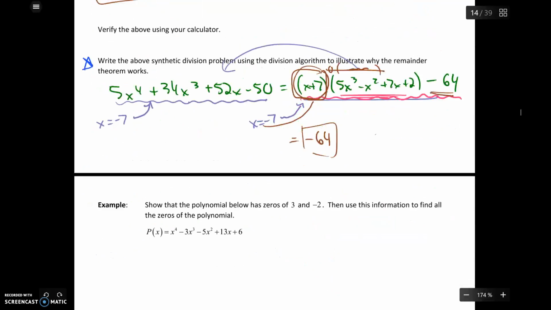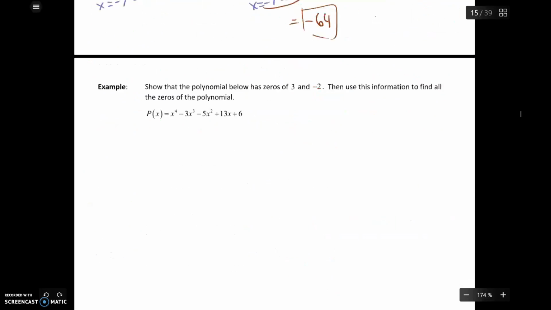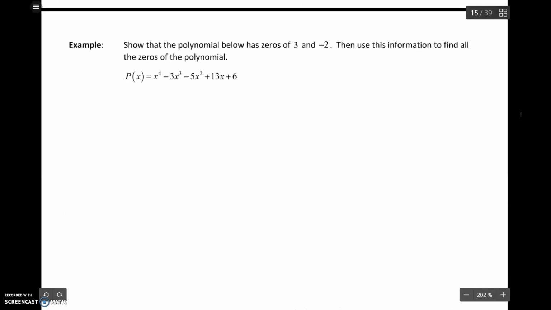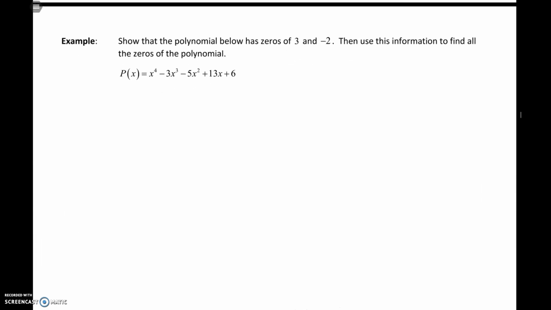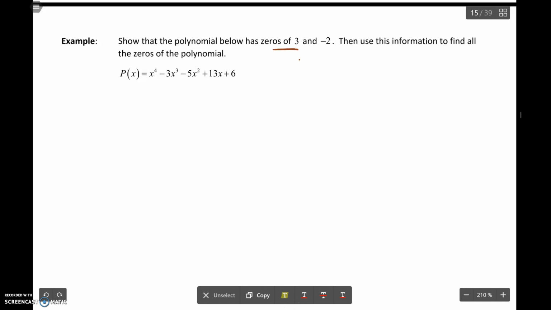Easier way. Okay? Show that the polynomial below has zeros of 3 and negative 2, then use this information to find all the zeros of the polynomial, okay? Well, if this is a zero of the polynomial, then an x-intercept must be 3.